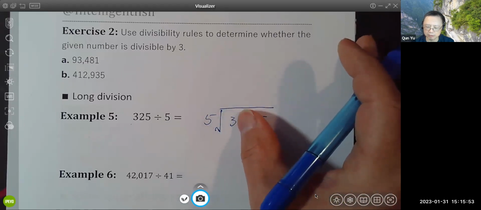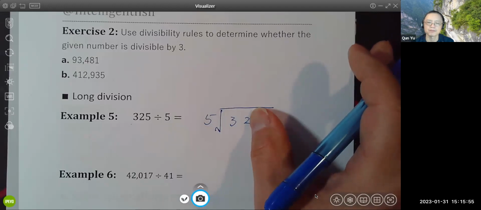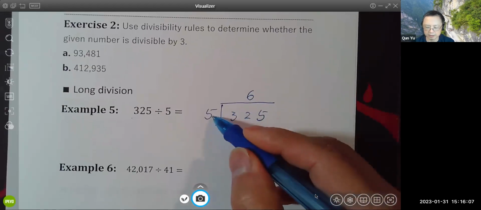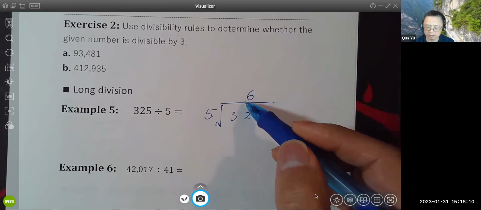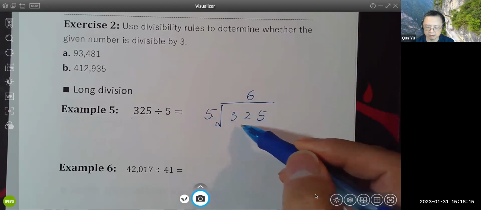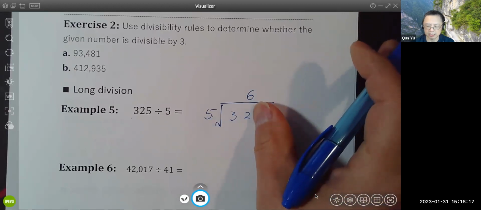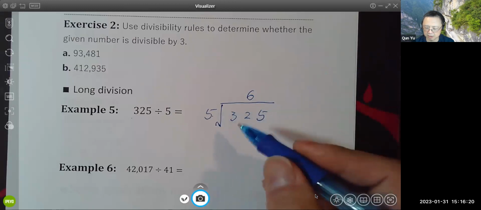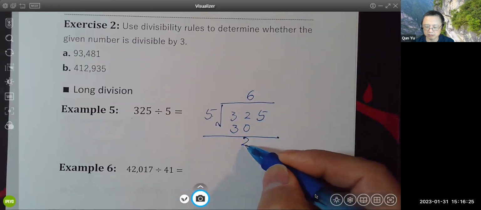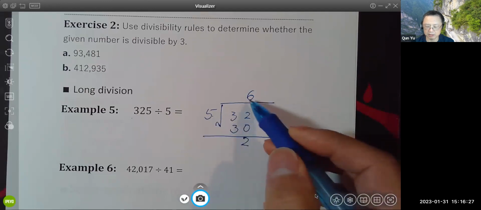Then we move one more digit to the right. We get 32 now. How many 5s are in 32? There are 6 of them, because 6 times 5 is 30, right? So put 6 above 2. Next step, multiply this quotient by the divisor and put it underneath these two digits. And then do subtraction to get the remainder. So that's 30. Remainder is 2. The remainder is always smaller than the divisor. Otherwise, this number is not accurate.